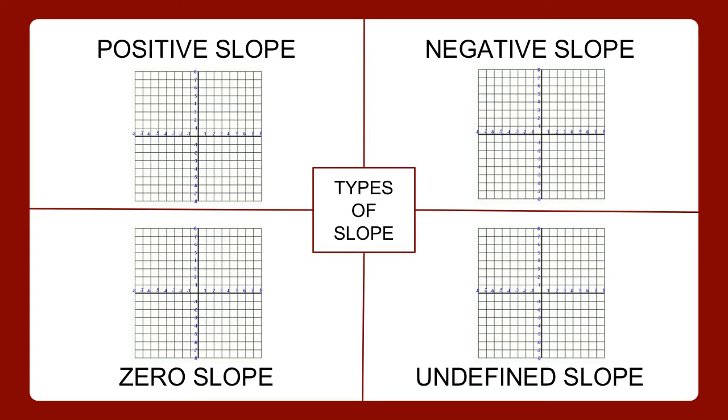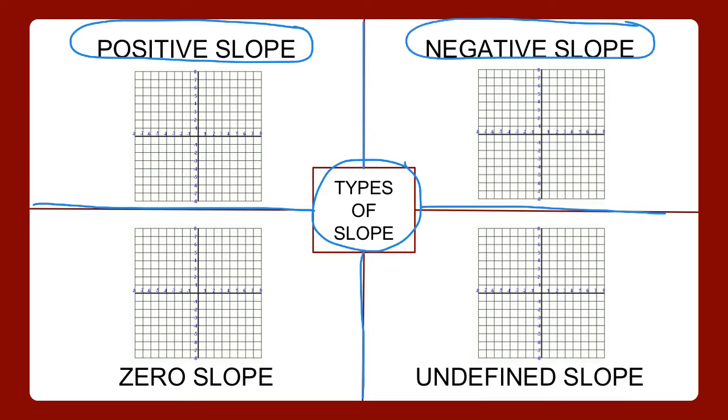So on about half of your piece of paper, I want you to draw this graphic. This is a Frayer diagram where you have 4 parts with your types of slope in the center. Put positive slope in your upper left-hand corner and leave some space for a graph. Negative slope in the upper right-hand corner, again leave some space for a graph. Zero slope in the lower left, and undefined slope in your lower right. And go ahead and pause me while you get your paper set up.